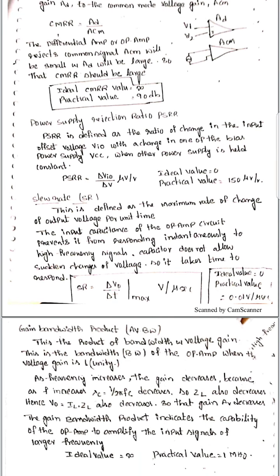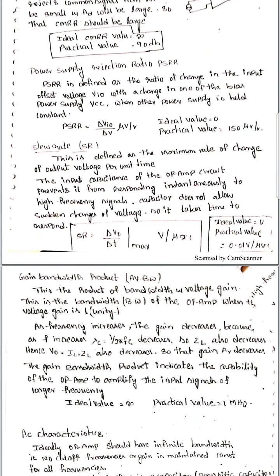Now power supply rejection ratio. PSRR is defined as the ratio of the change in the input offset voltage VIO to the change in one of the bias power supplies VCC when the other power supply is held constant. PSRR is equal to dVIO divided by dVCC, microvolts per volt.